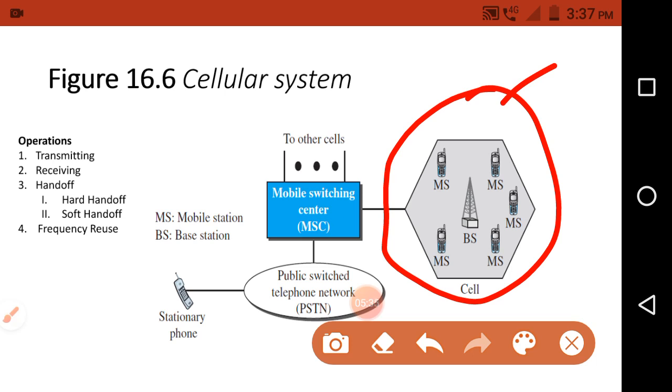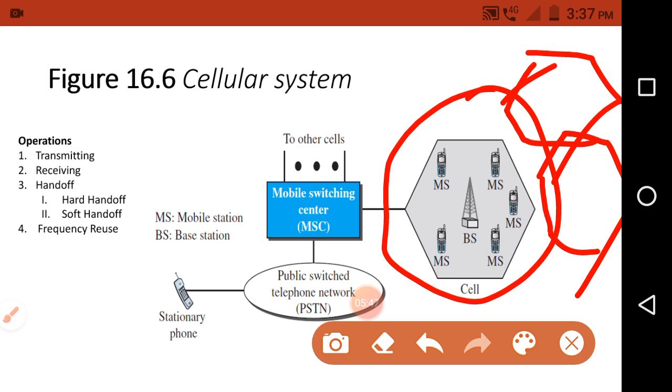If the area contains more population, then we require more cells. And since we require more cells, the size of each cell will be smaller.